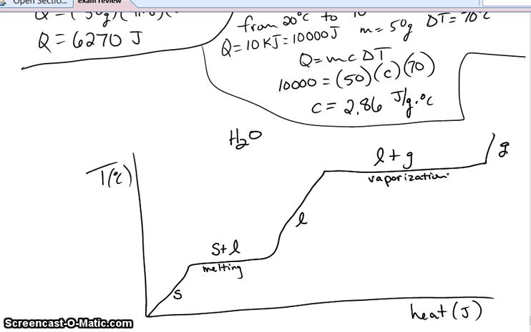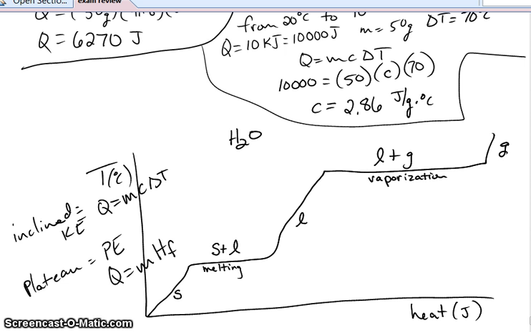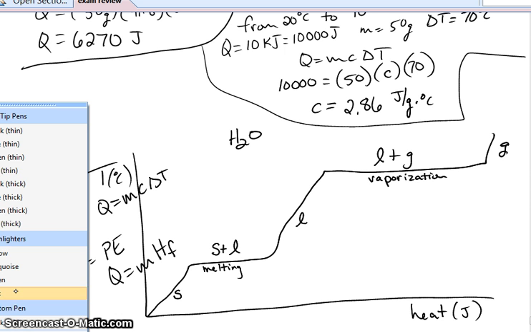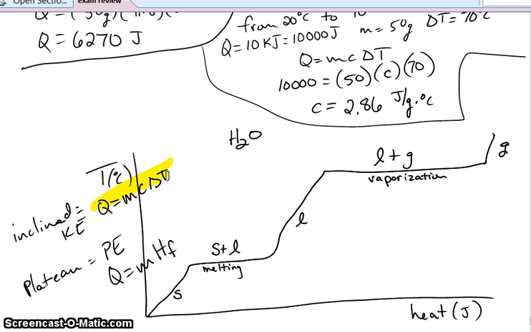I only have 30 seconds before I'm out of time on this video, so I need you to go and look this up. But remember, on the incline portions, we're changing kinetic energy. On the plateaus, we're increasing potential energy. On the incline portions, we're using Q equals mc delta T because temperature is changing, and on the plateaus we're using HF or HV, which is heat of fusion or heat of vaporization.